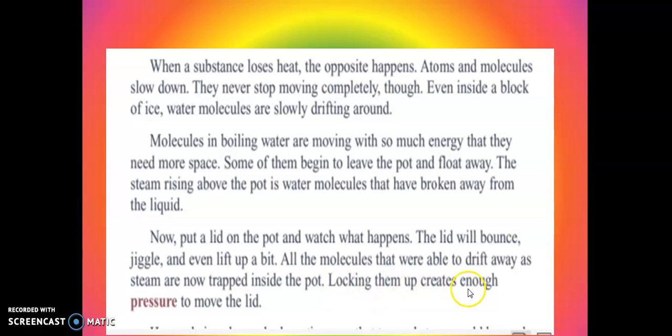Locking them up creates enough pressure. Repeat after me. Pressure.